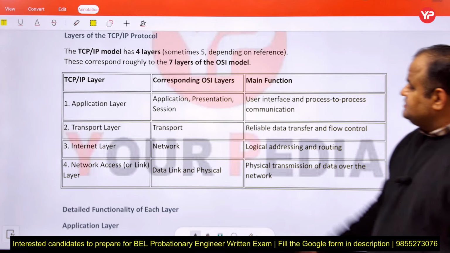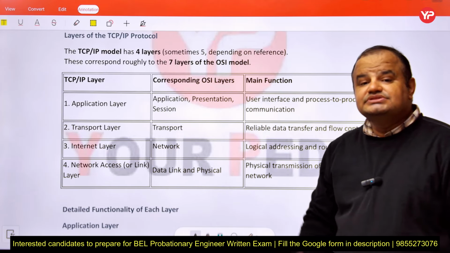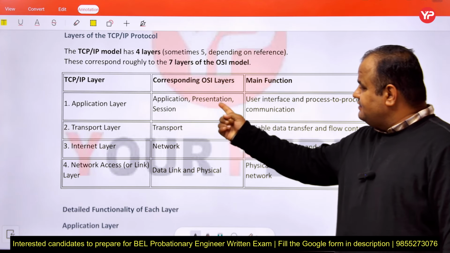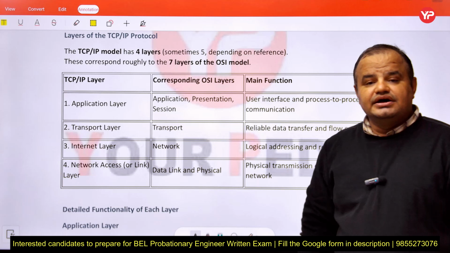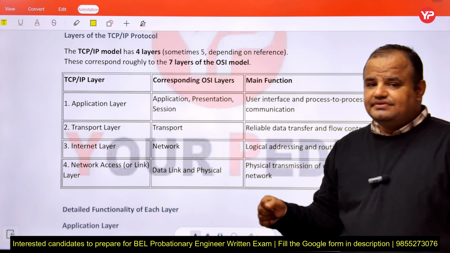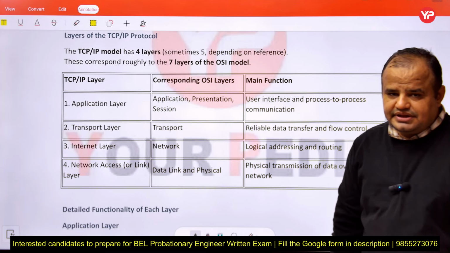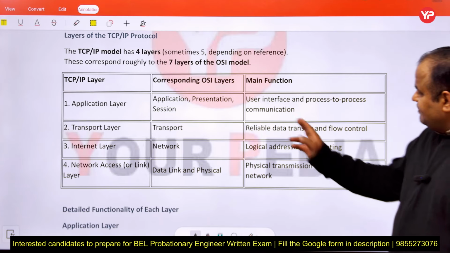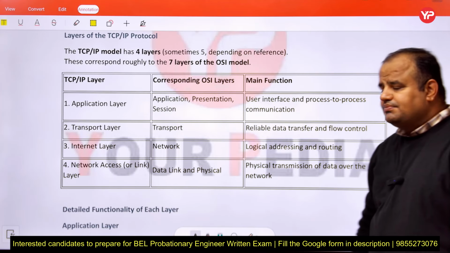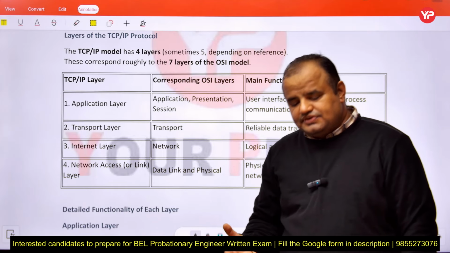If I talk about OSI, I already mentioned that it consists of 7 layers. In that, the application layer, presentation layer and session layer are there. But now we merge these 3 layers and make a single layer that is called the application layer. The main functionality is user interface and process to process communication. It is used to provide process to process communication.